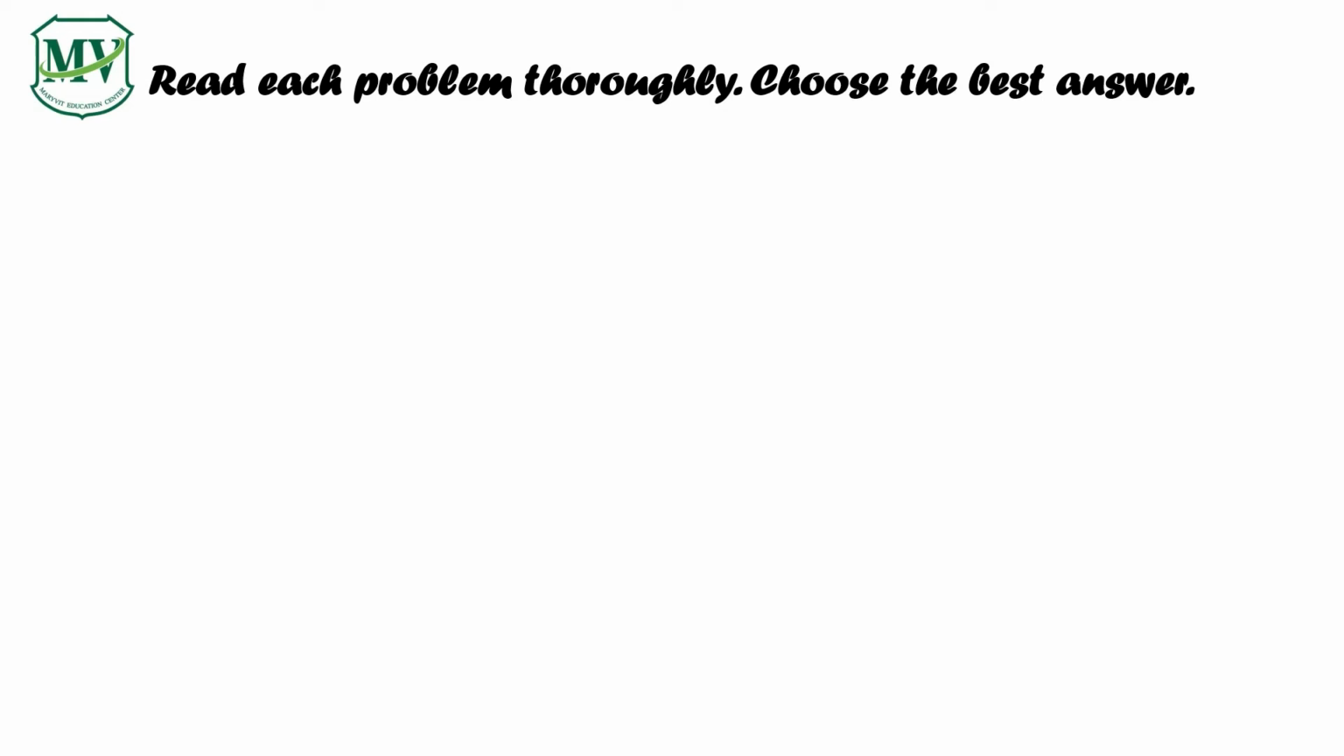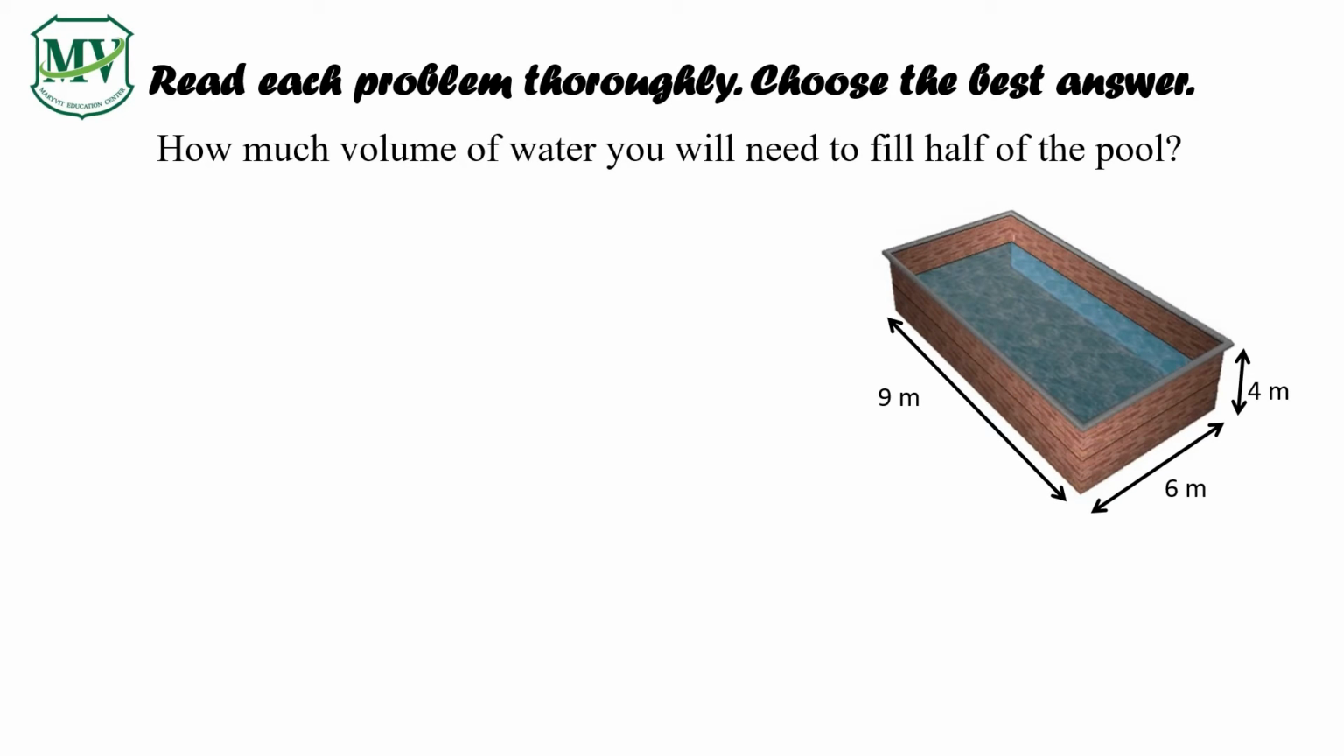So now, let's answer this problem. The question is, how much volume of water will you need to fill half of the pool? The pool has dimensions of 9 meters by 6 meters by 4 meters. The choices are A, 108 m raised to 3, B, 107 m raised to 3, C, 109 m raised to 3, and letter D, 105 m raised to 3.